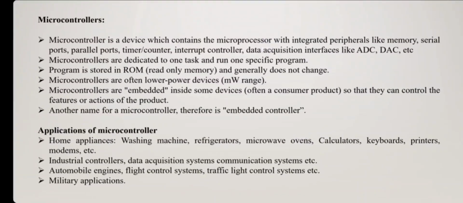The main difference between a microcontroller and a microprocessor is that a microcontroller is application specific. That means we are using microcontrollers for specific applications, but a microprocessor is not application specific because we can use it for multiple applications. When we want to use multiple applications, we use a microprocessor.